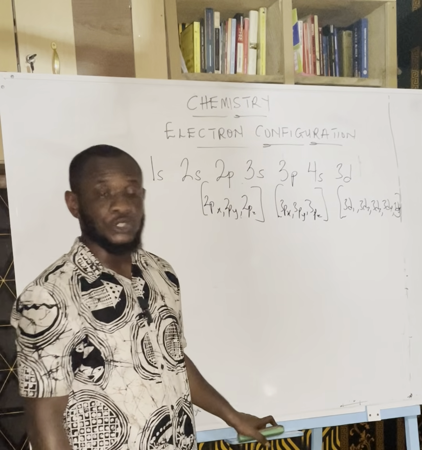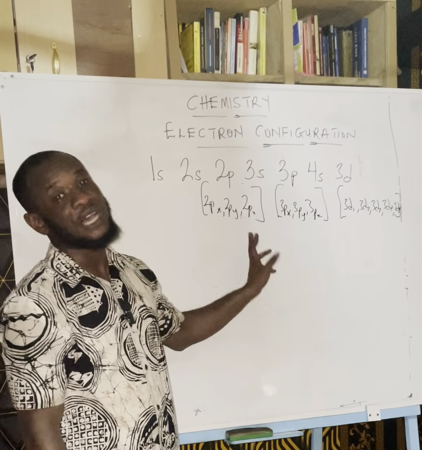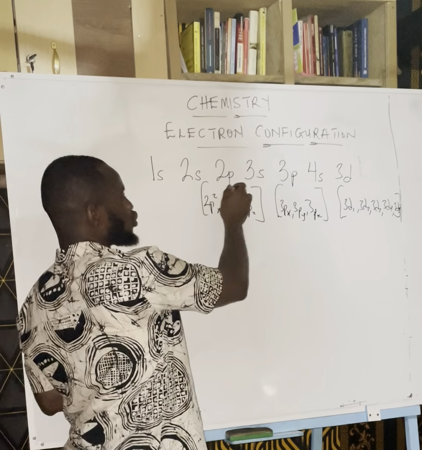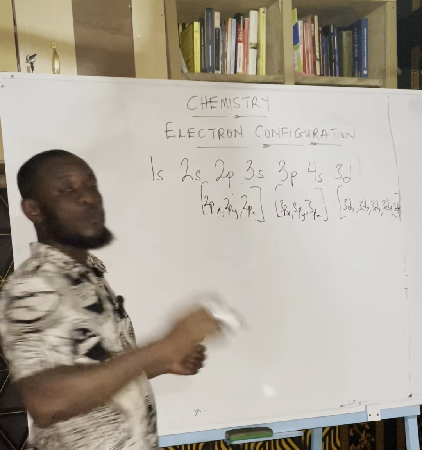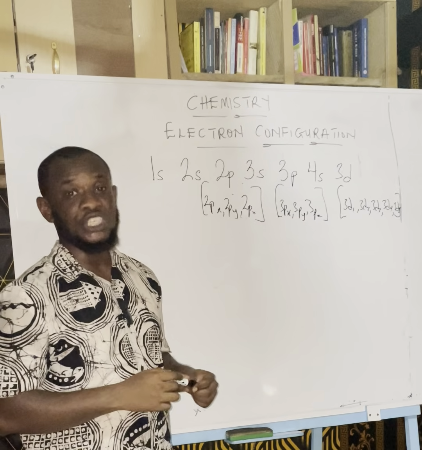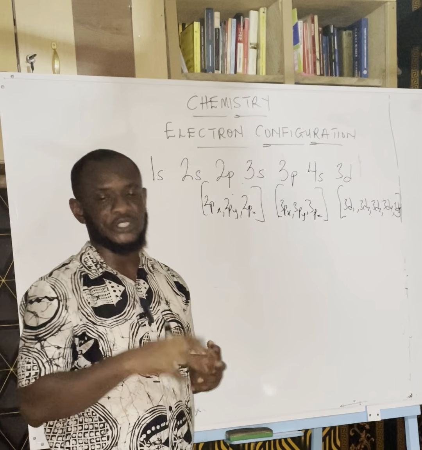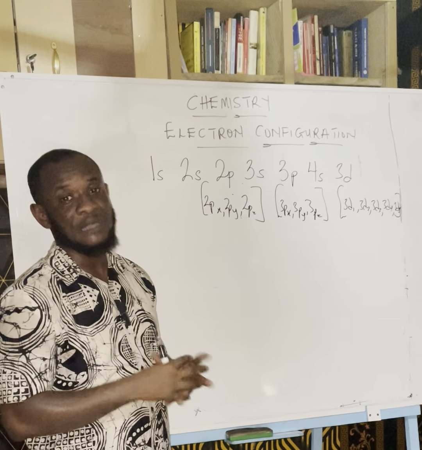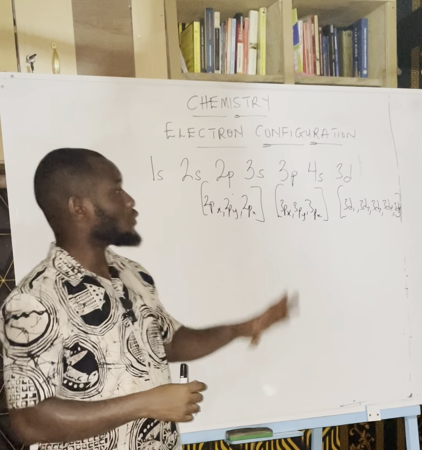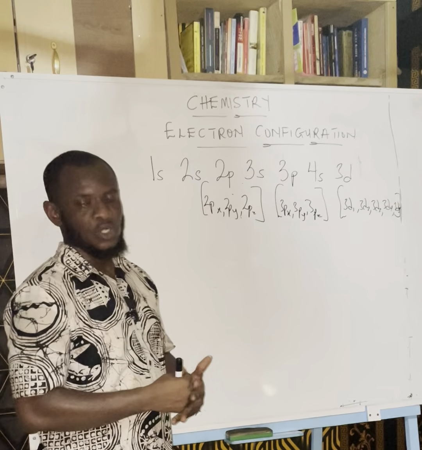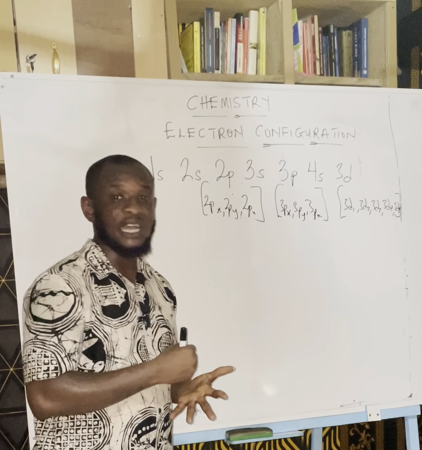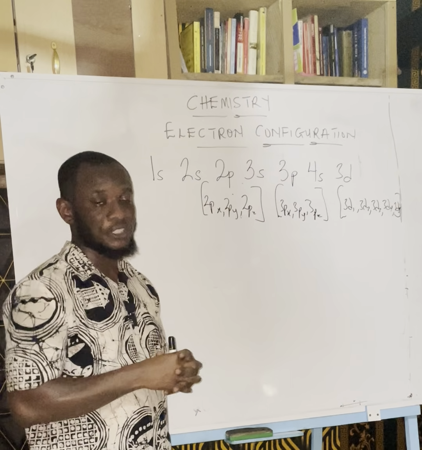Now, according to Hund, when we are filling these orbitals, you don't fill them 2, 2. No, you fill them 1, 1, 1. So degenerate orbitals must be first filled singly with electrons before you pair them up with opposite spins. So that was what we learned, and we also learned about how to write electron configuration.